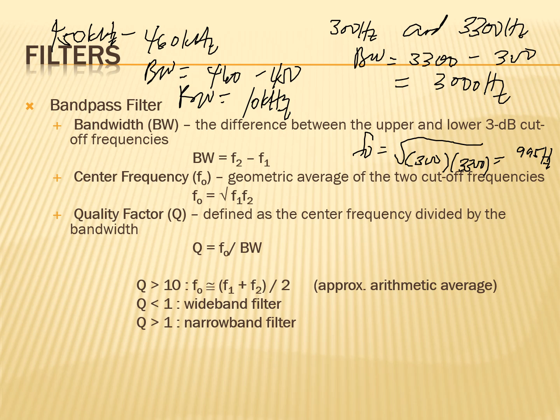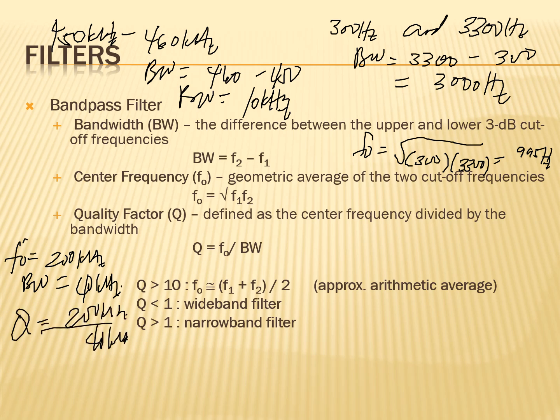So, for example, if we have a center frequency equivalent to 200 kilohertz and a bandwidth equivalent to 40 kilohertz, therefore we have 200 kilohertz divided by 40 kilohertz. So kilohertz will be cancelled out. Therefore, our quality factor is a unitless parameter, unlike our bandwidth and our center frequency, which are given in terms of hertz. So our Q here is equivalent to 5.